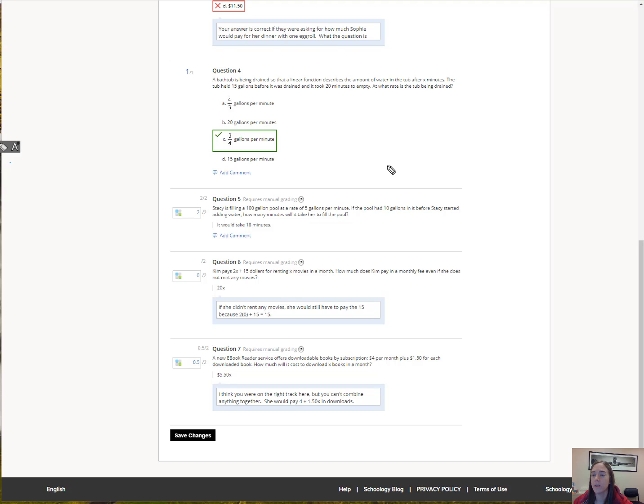Question 4 says a bathtub is being drained so that a linear function describes the amount of water in the tub after X minutes. The tub held 15 gallons before it was drained, and it took 20 minutes to empty. At what rate is the tub being drained? So probably the easiest way to do this particular one is to say that you're doing 15 gallons in 20 minutes. Okay, because if you're doing a rate, how much per minute is what you're looking for.